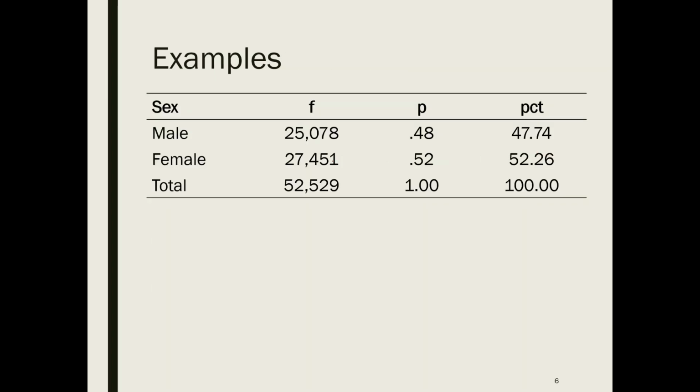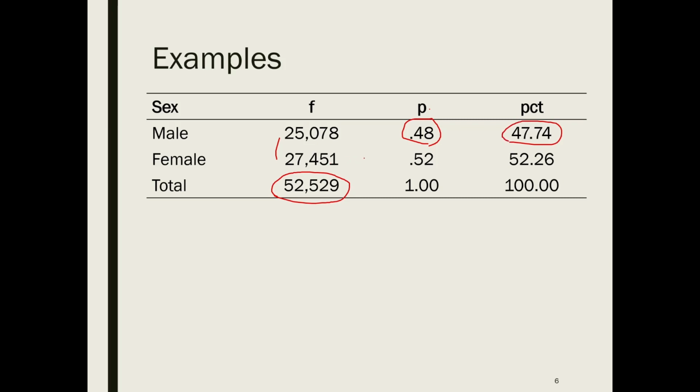So here is an example. In this example, we have male and female. Maybe they're students, maybe they're not, I don't know. But we have the frequency of the male and the frequency of the female. If you add those two together, you get the total sample size, right? Based on the previous formula, we get the proportion of the male by using 25,000 divided by 52,000. That would be 0.48. If you multiply that by 100, you get a percentage around 47 or 48%.